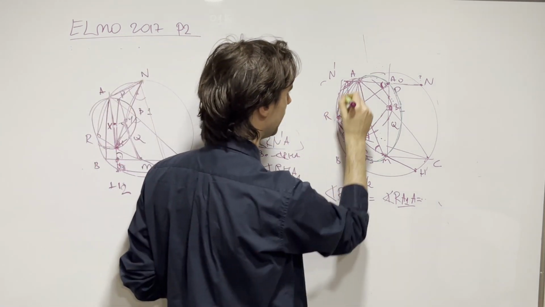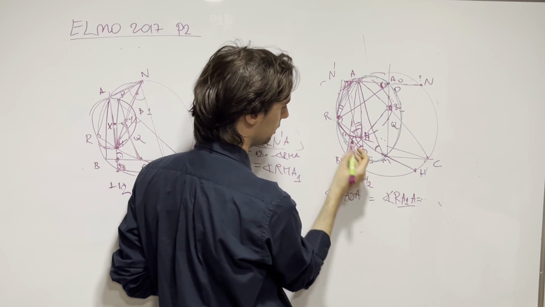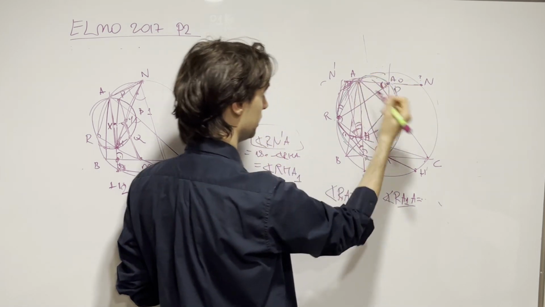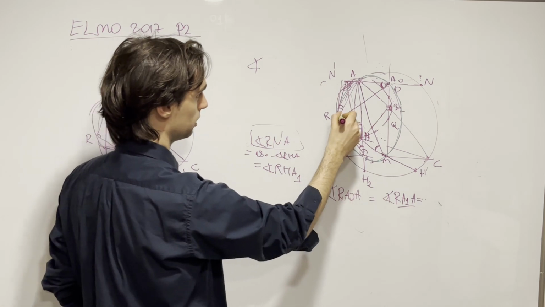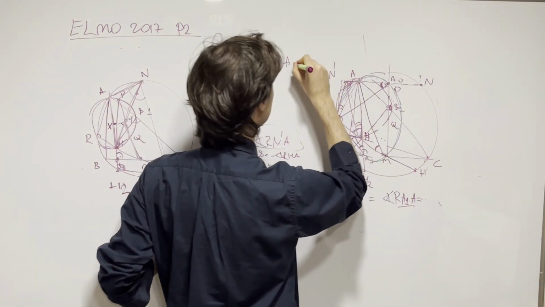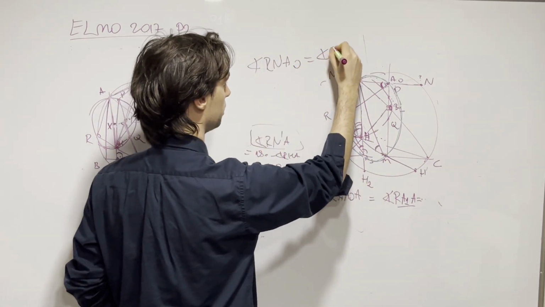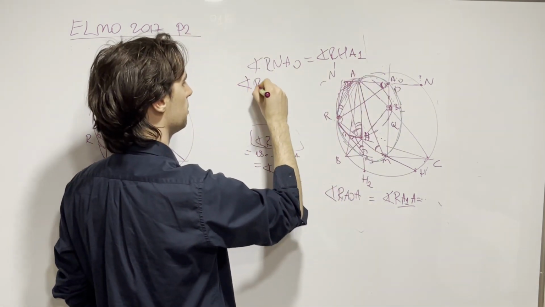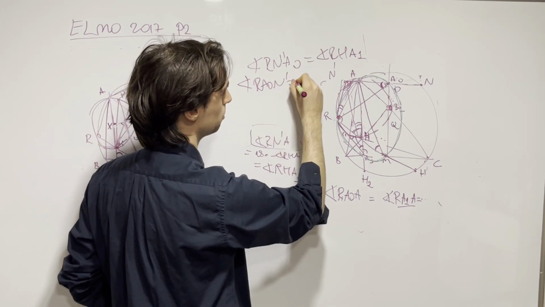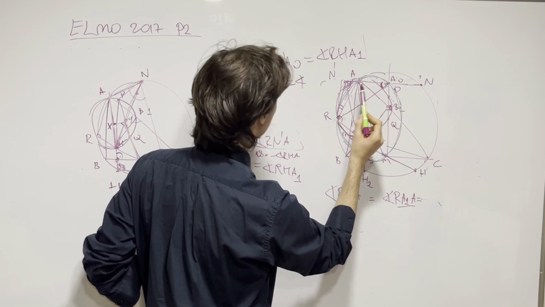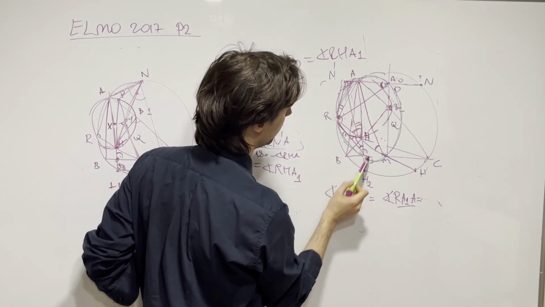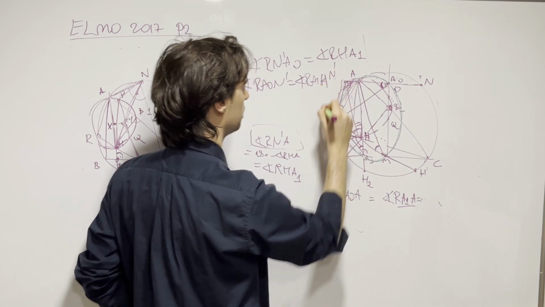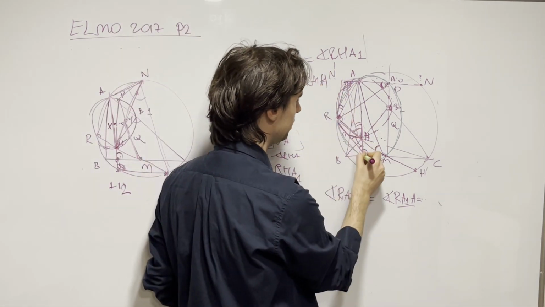And now what do we have? We have RNA, we have this angle is equal to this one right here, and RA1H is equal to RA0A. In other words, we are going to have the angle RA0N prime equal to the angle RHA1. So RA0N prime is going to be equal to RA1A. RA1H is what we care about. And now we have a similarity between these two triangles.